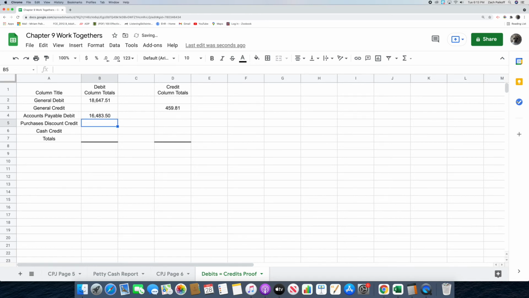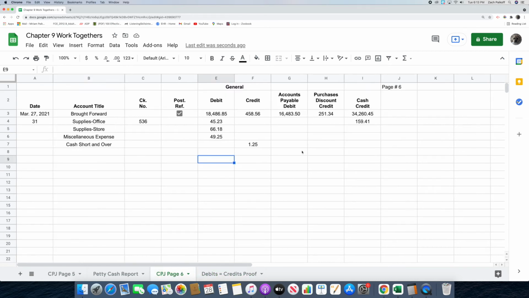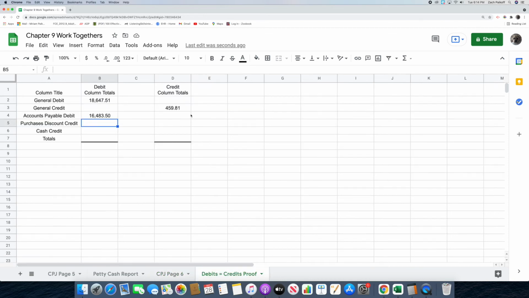The next column that we're going to total is going to be the purchases discount credit column. And again, this column only has one number in it, which is $251.34. So we're just going to bring that number on over and record it in the purchases discount credit column total.